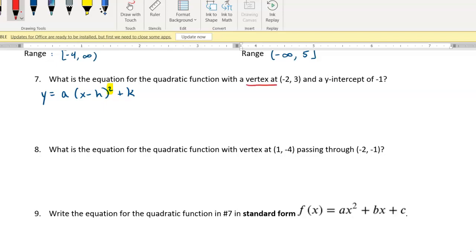All right, so now let's see what we know. We know that it has a vertex at negative 2, 3. So remember, that means that's our h and k value. So I'm just going to plug in what we know. So h is negative 2. If I wrote this down as x minus negative 2, minus a negative becomes a plus. So it should be x plus 2 quantity squared, and then plus our k value, which is 3. Well, now we need to figure out what this value for a is. There's a small process that we're going to have to use to find out what that a value is.